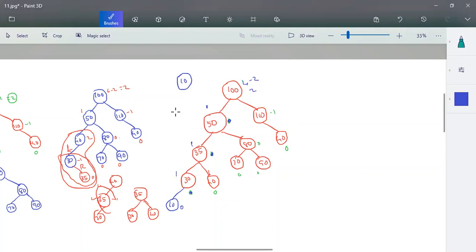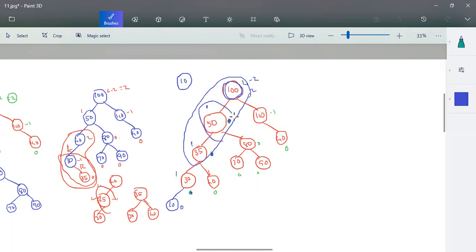Now tell me what kind of rotation is needed over here. So the imbalance actually occurred at the node 100, and the imbalance value was 2. So we want to perform the rotation from this node, left to left, right? When it is 2, it means that the imbalance is on the left hand side. When it is a minus value, the imbalance is on the right side. Okay, so it is left to left.